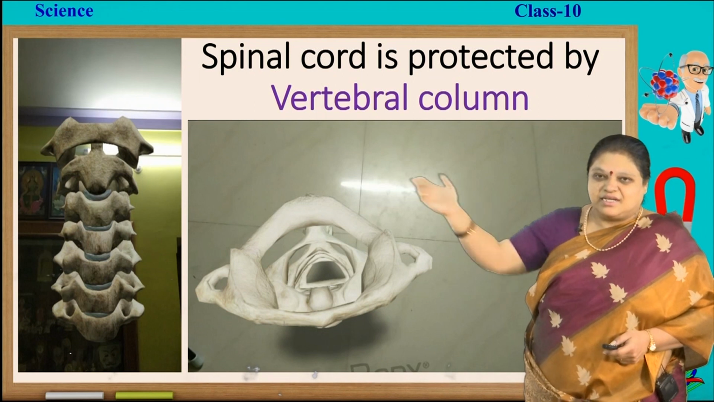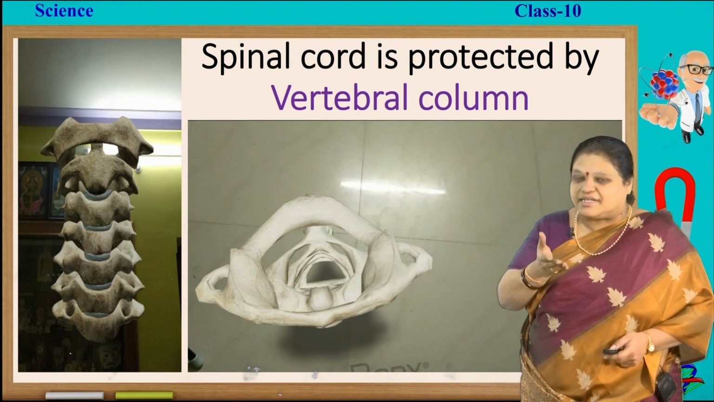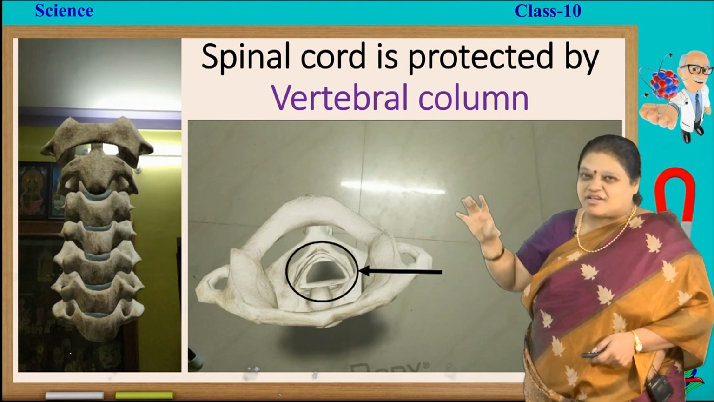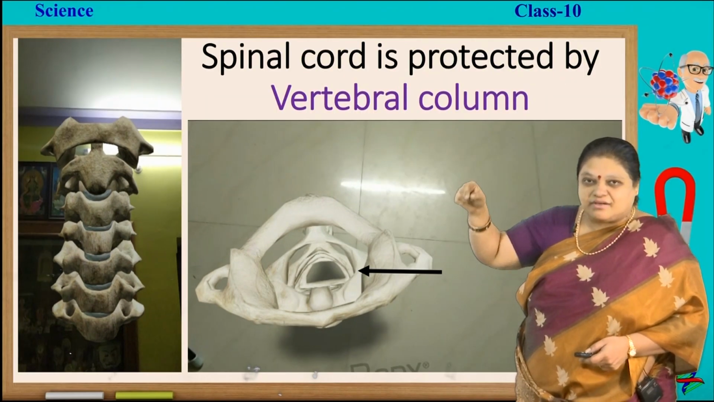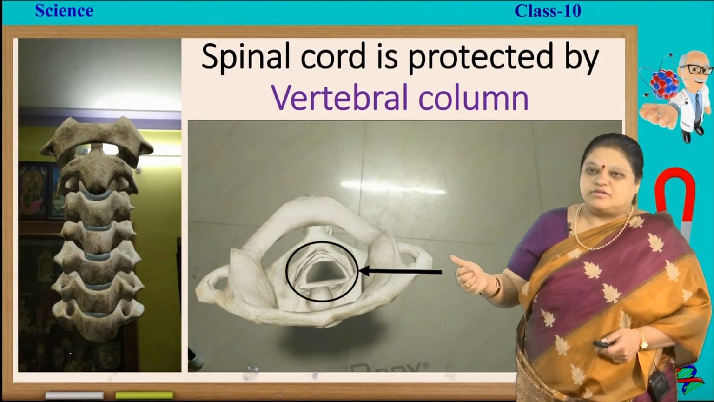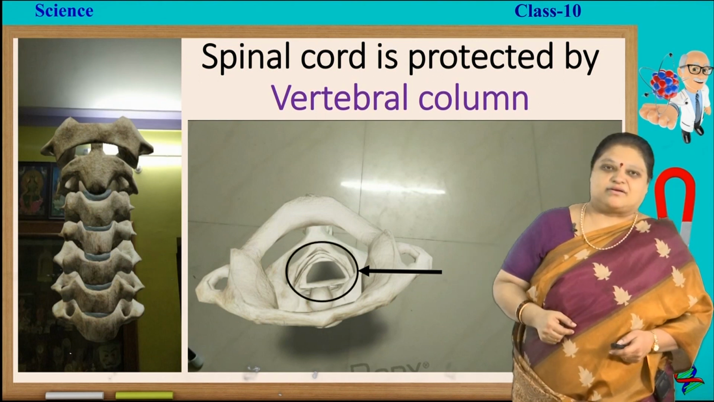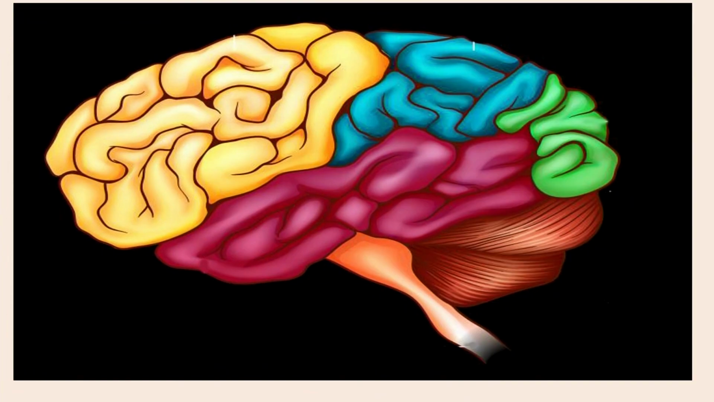You can see in the first picture the vertebral column. If you see the cross section, you can see in the center there is a hollow space through which the spinal cord enters. So, we have a protective covering for the spinal cord. Now, let us study about the position of the spinal cord.